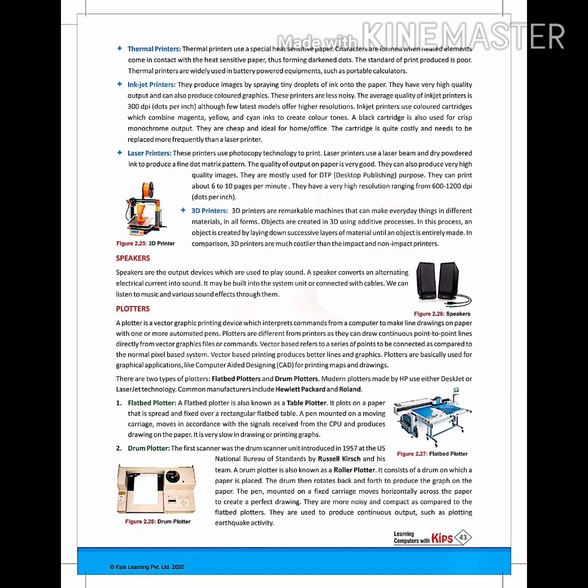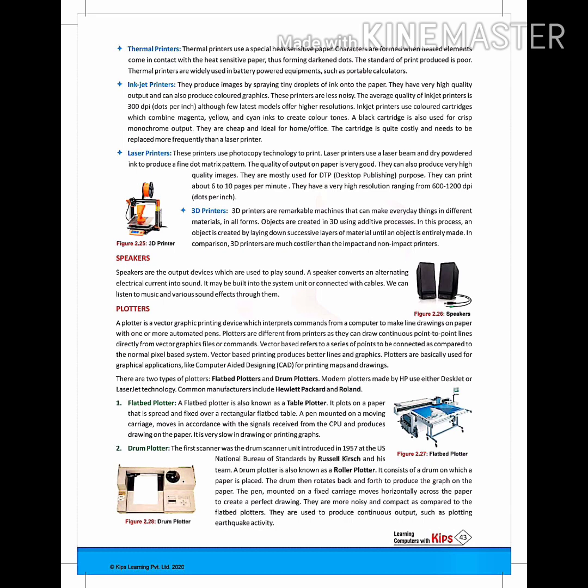Thermal printers use special heat sensitive papers. Characters are formed when heated elements come in contact with the heat sensitive paper. Inkjet printers produce images by spraying tiny droplets of ink onto the paper.